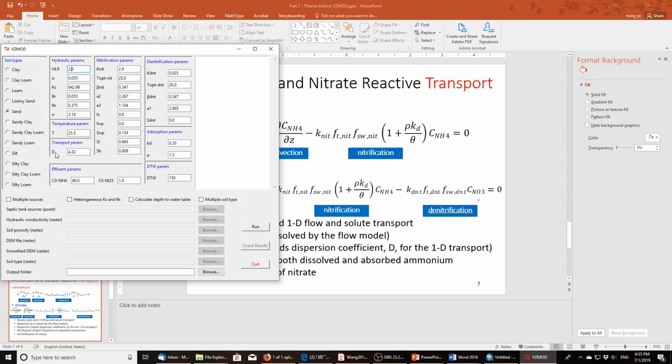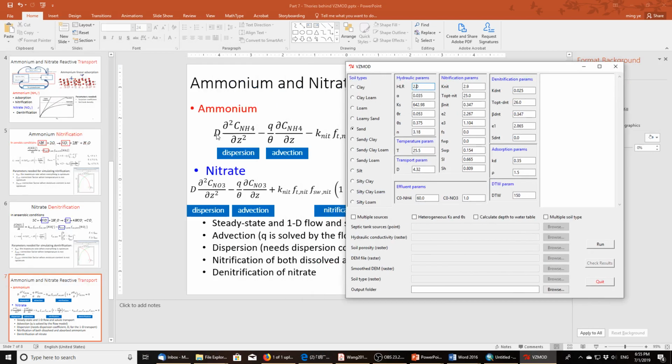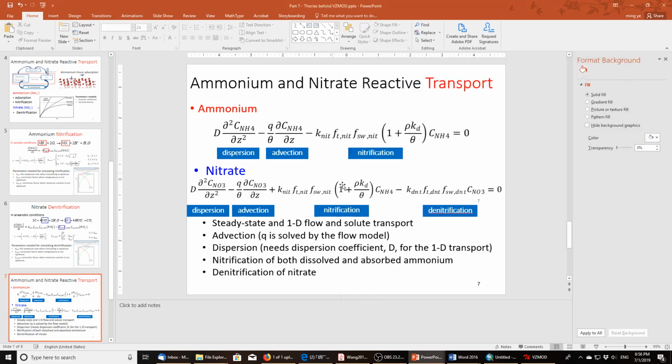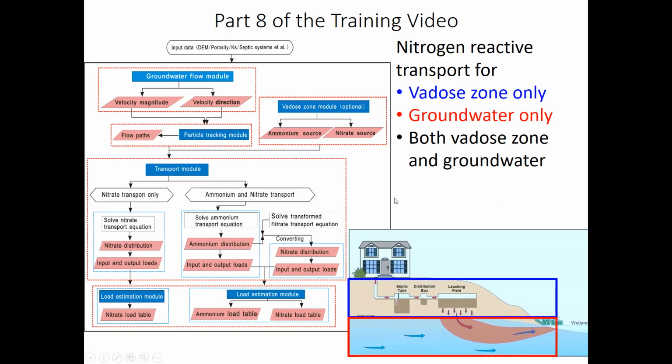Look at this. We have D needed for the dispersion, and then the Q here, which is simulated by the flow, and it's already taken care of by VZMOD. And those are the reactions we have, and those are the concentrations at the drain field, beneath the drain field, right? So these are essentially the parameters used in VZMOD.